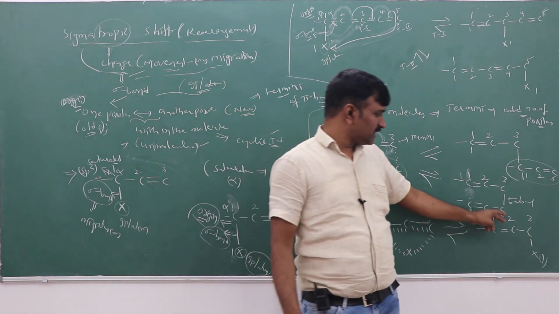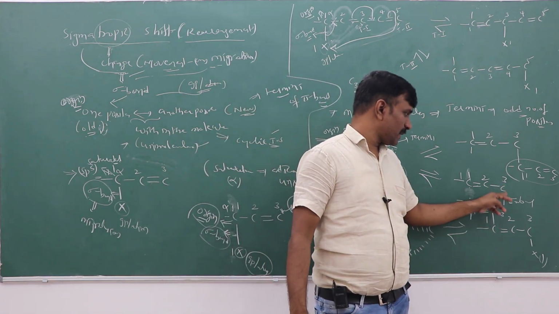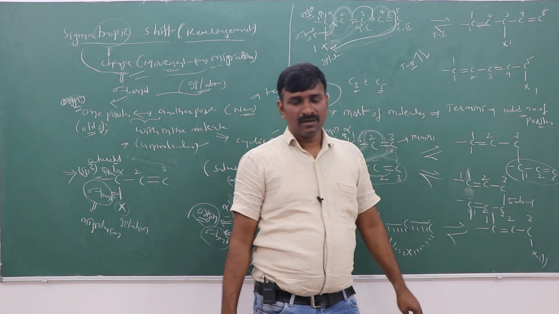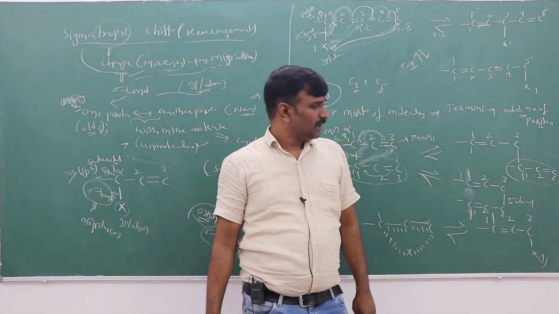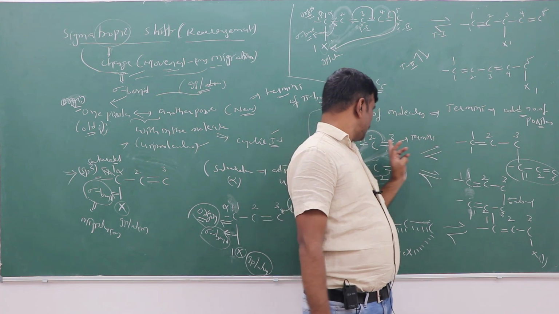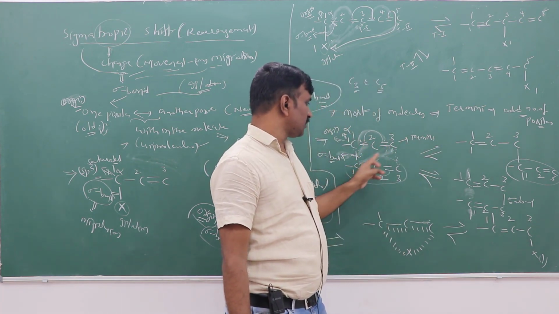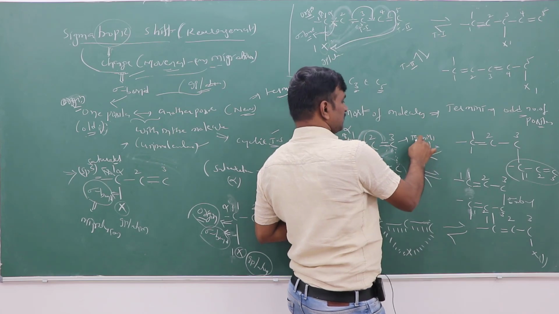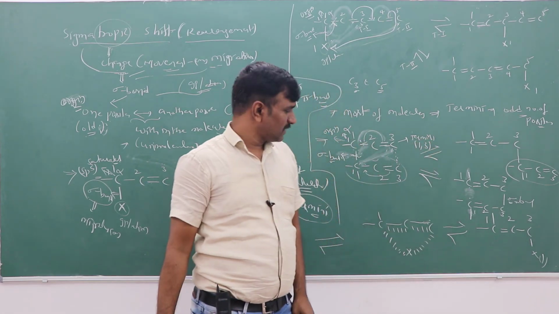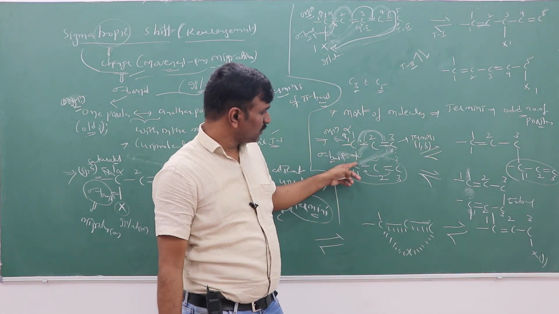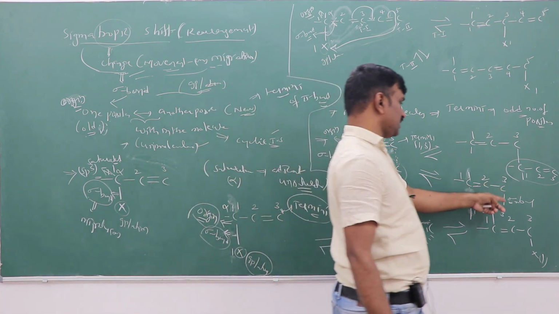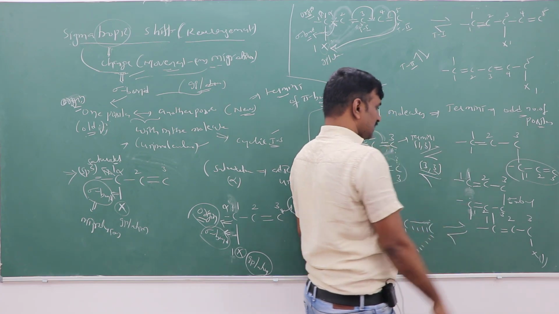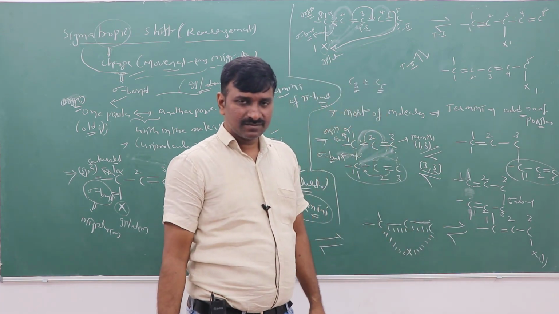If the migrating sigma bond moves from the 1,1 position to the 3,3 position, both ends will be different. When it moves from the 1 position to the third position, that is a 1,3 shift. The migrating sigma bond from the 1,1 position to the 3,3 position is considered a 3,3 shift.